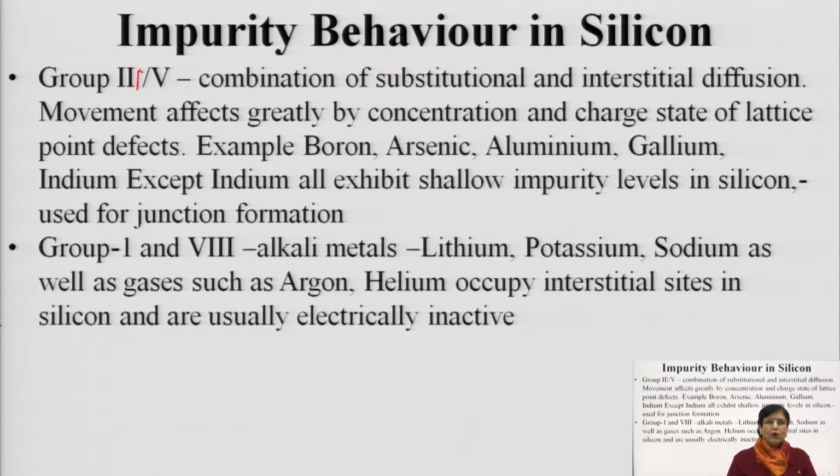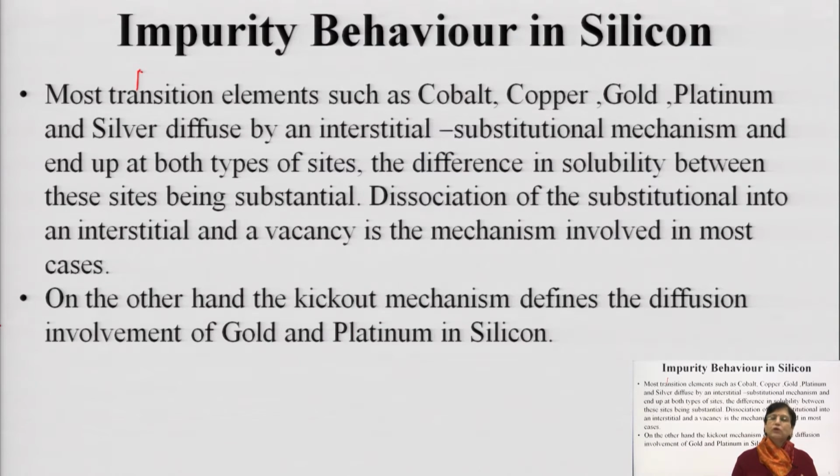For example, boron, arsenic, aluminum, gallium and indium. Except indium, all impurities can show shallow diffusion profiles and can be used for junction formation. Group 1 and 8 materials, which are typically used for some specific applications, such as lithium, potassium, sodium as well as gaseous species such as argon, helium, occupy interstitial sites in the silicon and are electrically inactive. So, they do not have much impact on the overall device that is being fabricated.